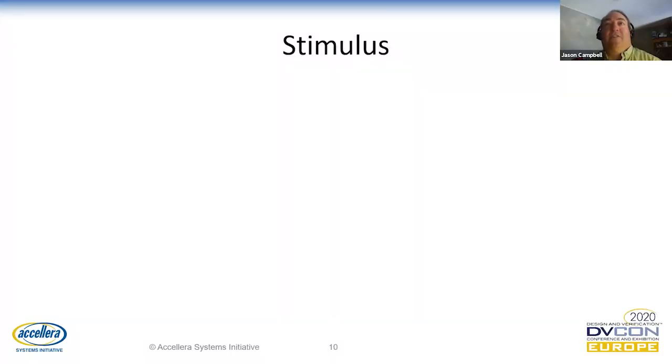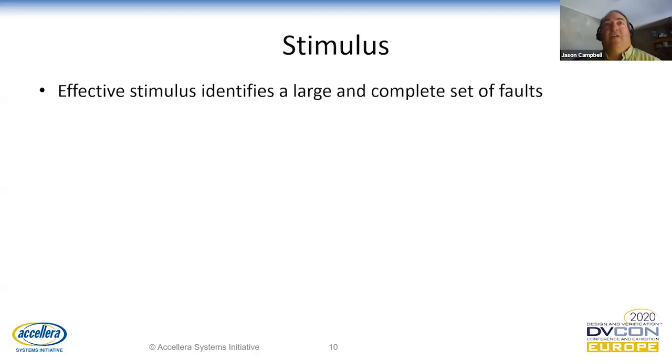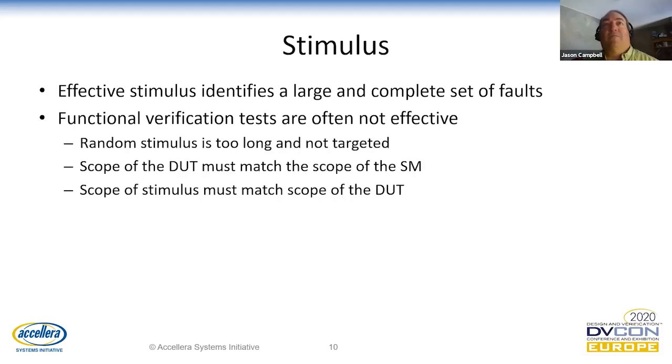Let's take a look at stimulus. This one also is a pretty big challenge. An effective set of stimulus is one that identifies a large and complete set of observed faults, because we want to observe faults, then we want to measure them to see whether they're diagnosed or not. So very often people say, well, I'm going to go look at my functional verification tests. That's where I'm going to get my stimulus from.